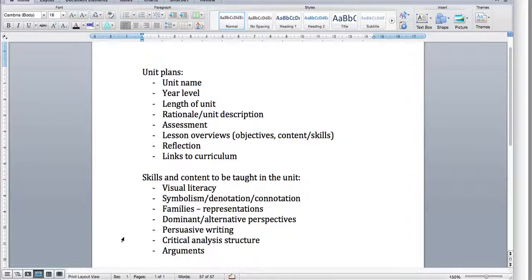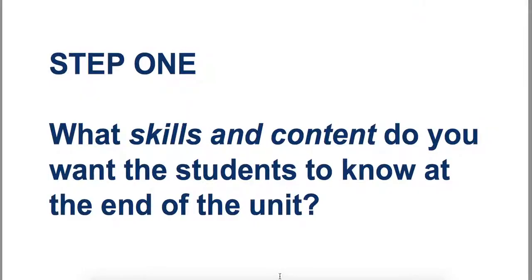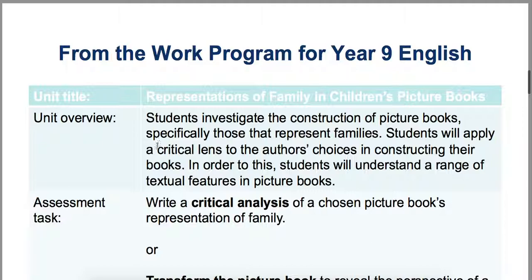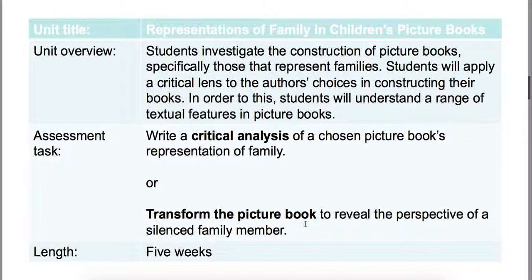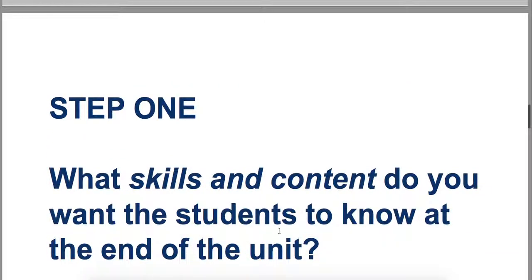Your list could be quite extensive, okay, in terms of the skills and content that you would want your students to know. So that's step 1. You go through and you have a think, what would the students need to know in order to complete the assessment and to fulfill the unit description? So if the unit says that students are going to be critical of the author's choices, then you need to make sure that you're constructing lessons that will teach that, while also adhering to the requirements of the assessment. So step 1, skills and content you want students to know at the end of the unit.